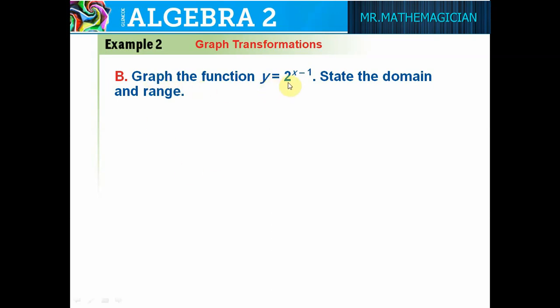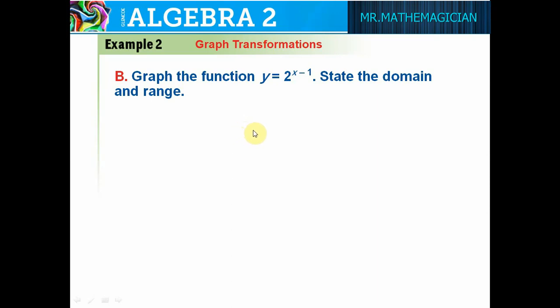Graph the function y equals 2 to the power of x minus 1, state the domain and range. We have here minus 1 with x in the power. So this is the value of h. And h causes a horizontal shift.